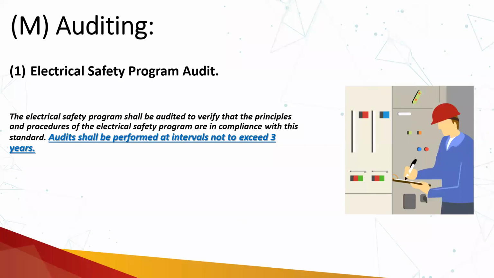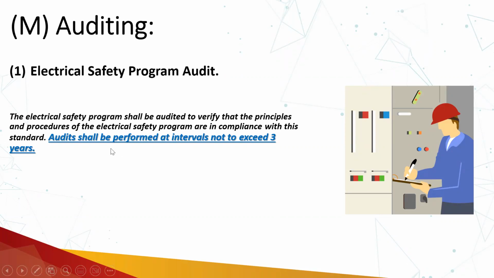Then M talks about the auditing requirement of the electrical safety program. An audit shall be performed at intervals not to exceed 3 years. The complete electrical safety program is based on the current edition of NFPA 70, and we know that every 3 years the edition of NFPA 70 is updated. So if you are developing your electrical safety program based on the 2021 edition, then it needs to be reviewed, revised, and updated based on the 2024 edition. That's why an audit shall be performed at intervals not to exceed 3 years, in order to check whether it is complying with the standard or not.